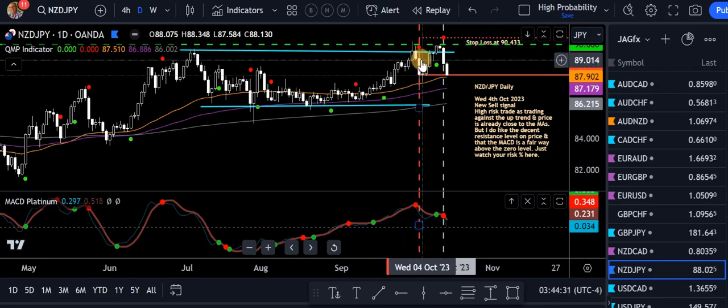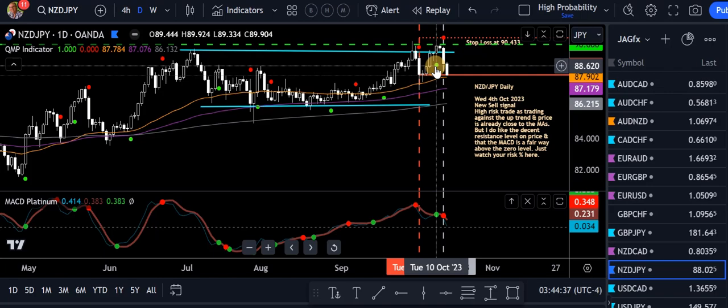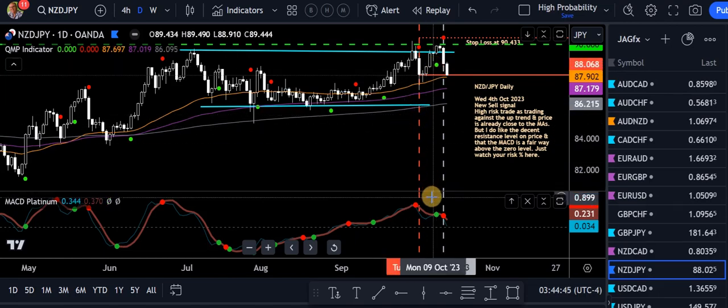So it took a sell here. Now, it went nowhere. Went against me right from the get-go, came up. Now, I've got an opposite QMP filter dot. Now, normally I would close the trade on that, but there's a couple of reasons I didn't. One, the MACD platinum's still above the zero level and well above the zero level.